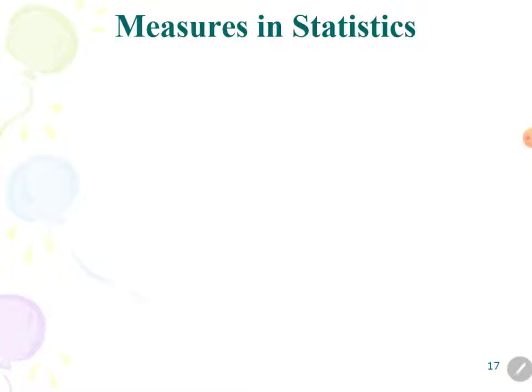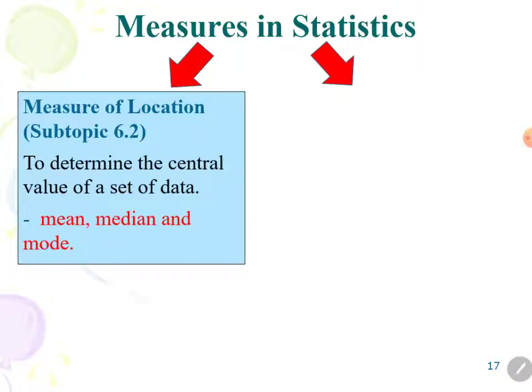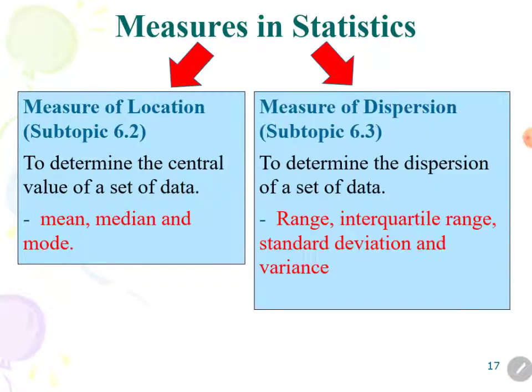Okay, measures in statistics. Now for subtopic 6.2, which is the measure of location, to determine the central value of a set of data. What you've learned in high school is mean, median, and mode. And subtopic 6.3, measure of dispersion, to determine the dispersion of a set of data, how spread out the data is. So we will find the range, interquartile range, standard deviation, and variance.